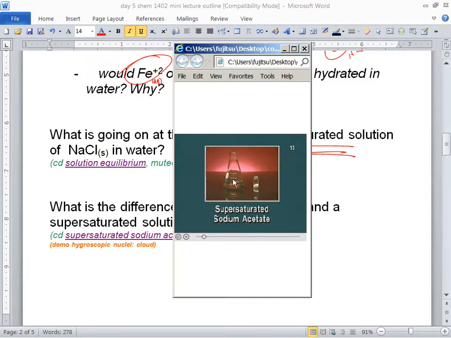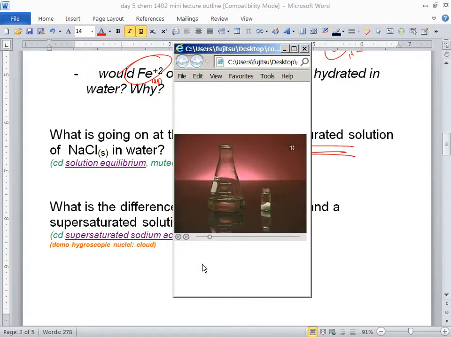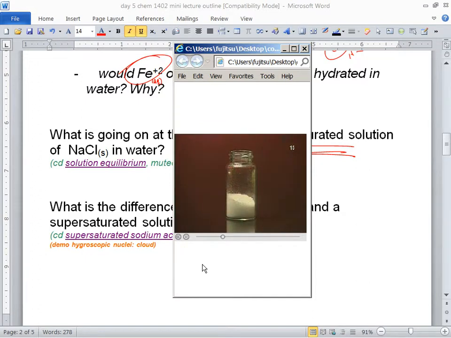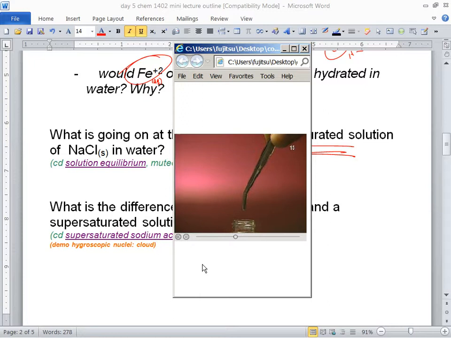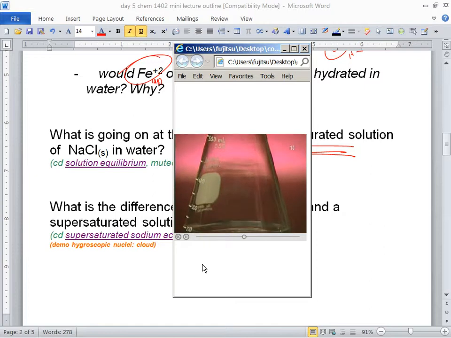So they're not going to jiggle it. They're just going to add a hygroscopic nuclei. They're going to add something to start the crystallization, for everything else in the solution to grab onto and come out of solution. So that technical word is hygroscopic nuclei. It's the trihydrate, and in the crystalline form, there's 3 waters for every 1 sodium acetate. So their hygroscopic nuclei could be anything. They're just going to take a crystal of the sodium acetate and drop it in there. They could have just jiggled the thing, but then it wouldn't be so cool looking.